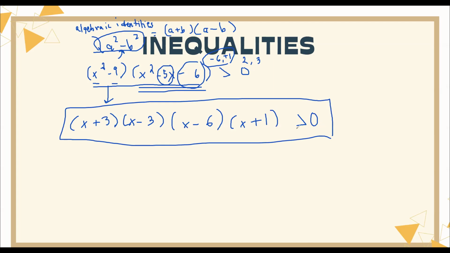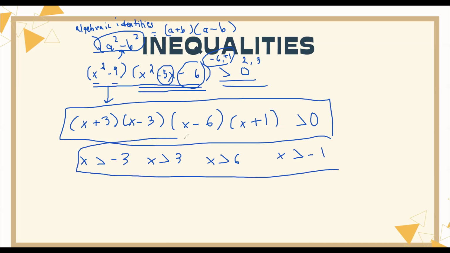So, pag kinuha natin yung lahat, i-greater than 0 natin siya lahat. This would be x is greater than negative 3, x is greater than 3, x is greater than 6, x is greater than negative 1. I skipped some steps, pero clear naman up to here. Okay.